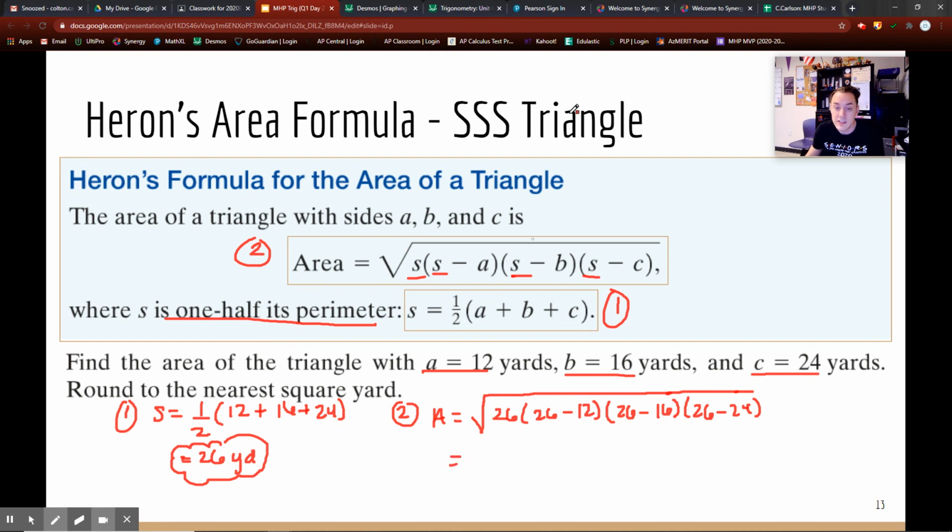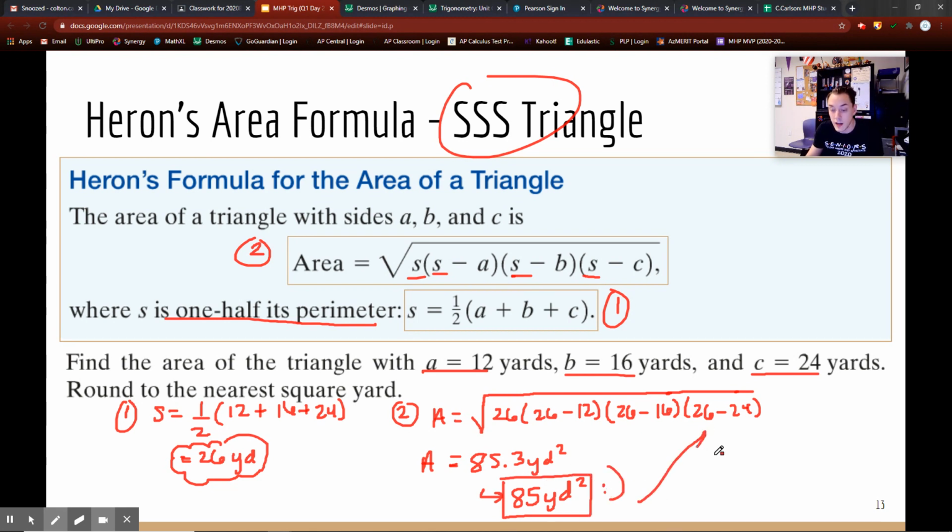Notice how this is only for SSS, right? It's different for law of sines. So we need to make sure we only use it for SSS. So what's my area? After I calculate this all together, I get 85.3 yards squared. Now they say round to the nearest square yard, so that's roughly 85 yards squared. And that is my formula, and that is my answer. That is all I have for law of cosines. A lot more simple than law of sines, is it not? It is.